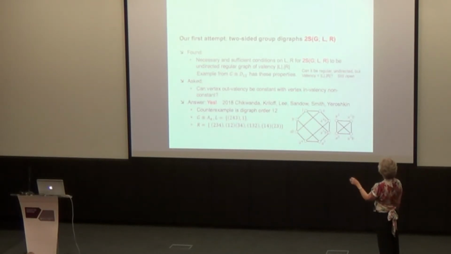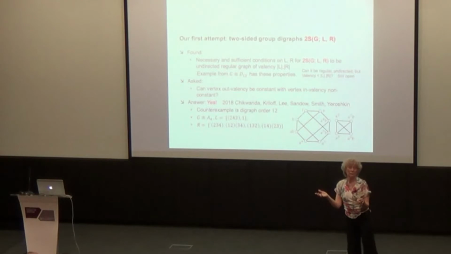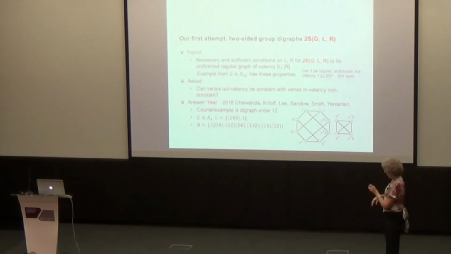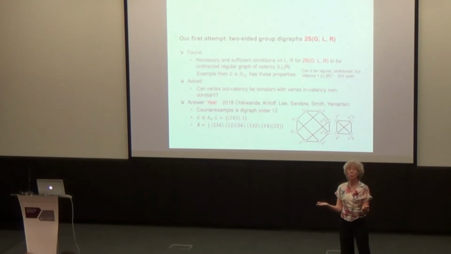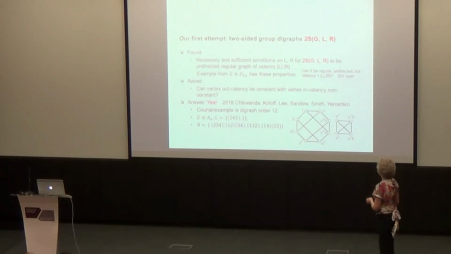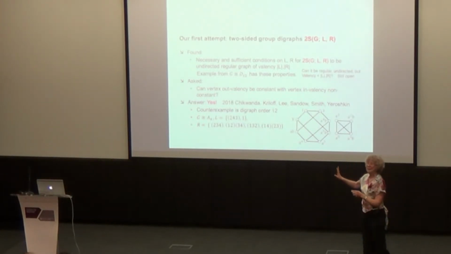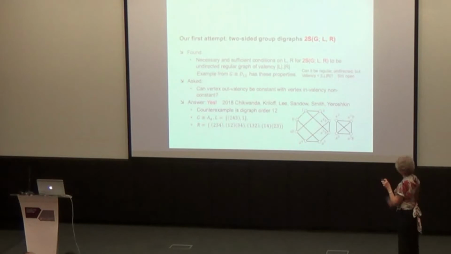But we asked several questions. One question that we asked was, can the outvalency, the number of outneighbours of a vertex, be constant, but the invalency be non-constant? And a group of young mathematicians in the US answered that and said, yeah, that's possible. And they gave another example, again with just 12 vertices, but based on the alternating group A4. They drew it, but I didn't picture it here because it's a real mess. I can't actually see what's going on. There are so many arrows in their picture, and I'm going to draw it myself. So some things are known and some things are not known.